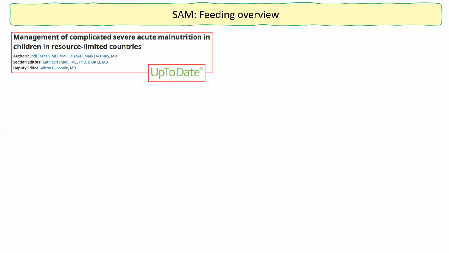So let's briefly go through the nutritional management. What's important is that we feed as soon as possible. As the clinician, the first decision you need to make is whether you are going to use ready-to-use therapeutic food or F75. At the beginning, those are the only two choices you have to make, and we determine this by doing an appetite test. I'll talk to that later.